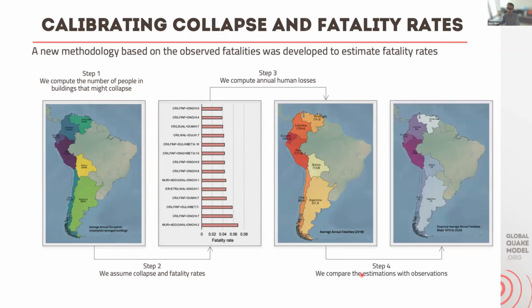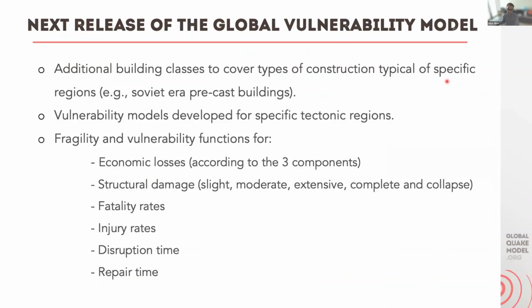Okay, then I can compare these average annual fatalities with my empirical fatalities in different countries. And I will note that they are not the same. So basically, we need to adjust the fatality rates and the collapse rates for the different building classes. And we run this process many times, many iterations, until basically the fatalities that are coming out of our analytical models match the observations from the past years.